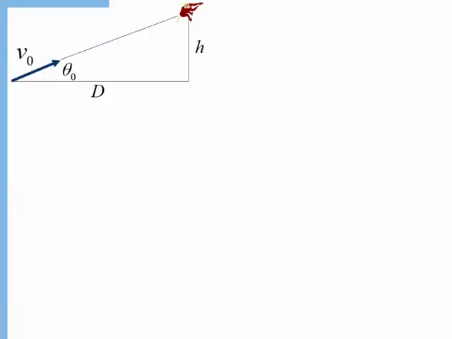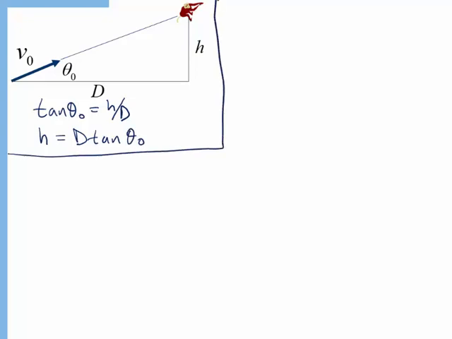Here's the setup for the problem. Again, we're shooting with an initial velocity v naught at an angle theta naught, so we're aimed right at the monkey. You'll notice that there is a relationship between theta naught, the height of the monkey, and the distance d that the tree is away. In other words, tan theta naught is h over d, or h is equal to d tan theta naught. And as we'll see as we go through the problem, that's going to be important. It's an important reason why the monkey always gets hit.